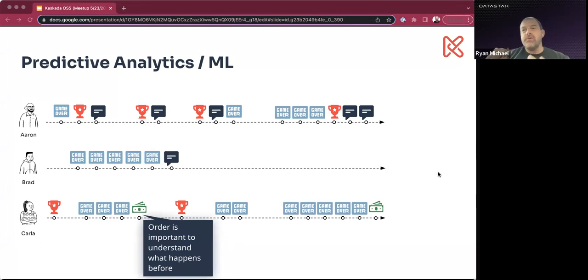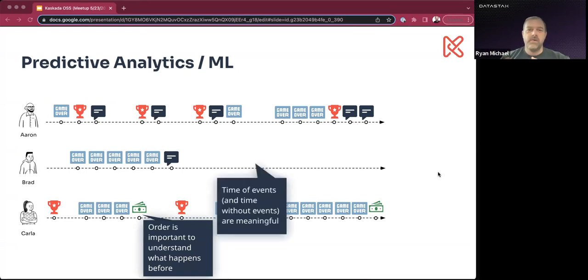And what we're doing here is looking at these events as sequences and understanding more. So order is really important here. And if we talk about what allows us to understand these stories, the fact that the purchase comes after the loss is important, right? That's meaningful. The fact that there's a large span of time here with no events is meaningful. That lack of data is in itself information.